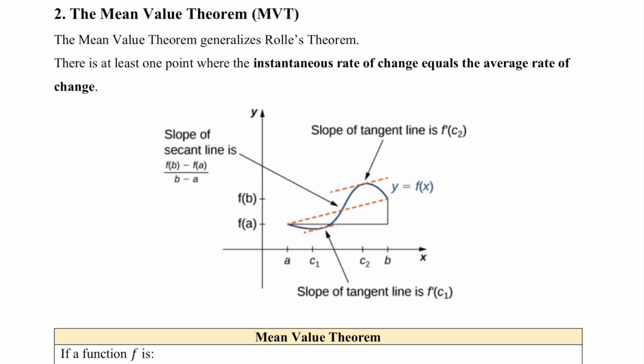Now, look at the curve. Somewhere between A and B, there is a point where the tangent line has the same slope as the secant line. That point is labeled C. At that point, the slope of the tangent line, f prime of C, matches the slope of the secant line. So visually, what's happening is this. At some point, the tangent line is parallel to the secant line.